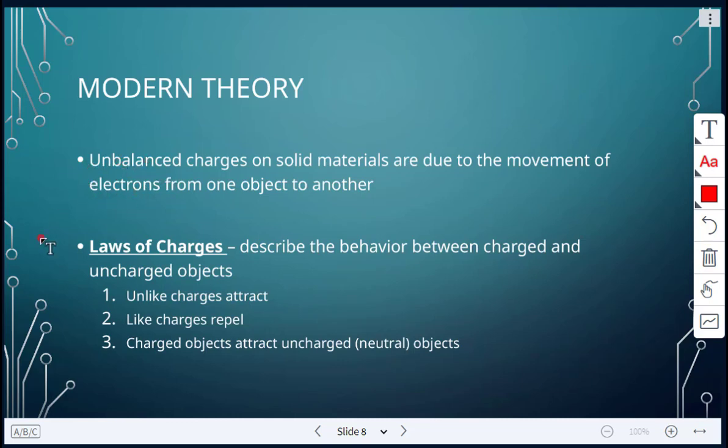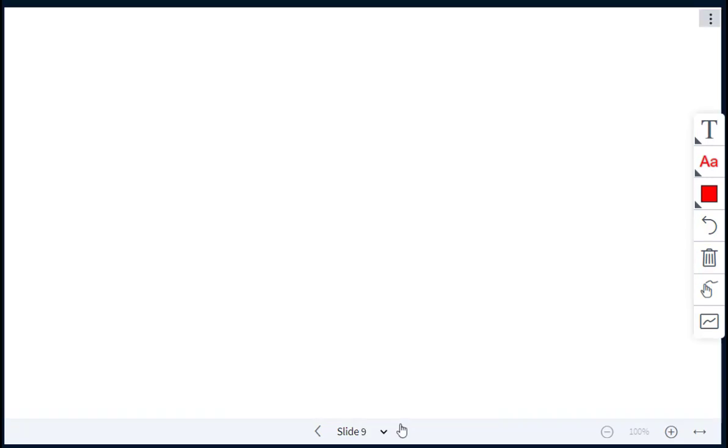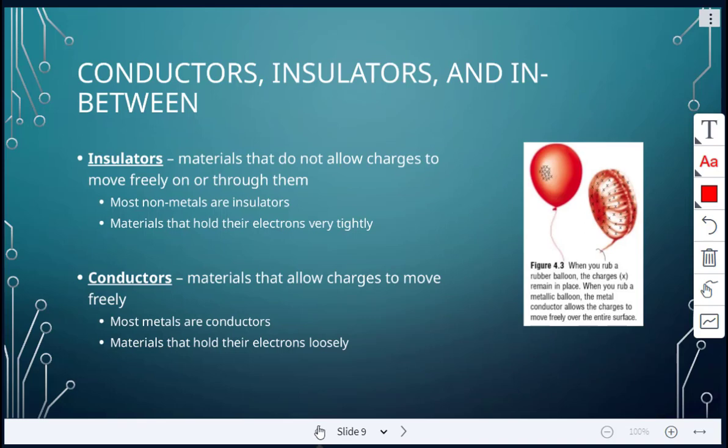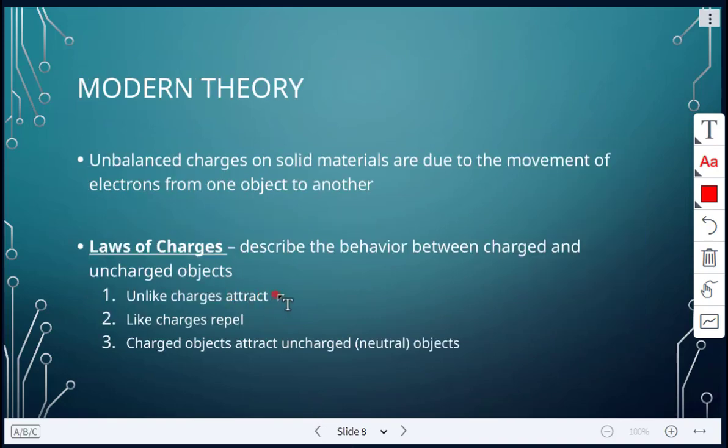Okay, so the laws of charges describe the behavior between charged and uncharged objects. Unlike charges will attract. Like charges will repel, and charged objects attract uncharged or neutral objects. So I believe we have a diagram next here. Nope. So just when it says unlike charges attract, for example, a positive charge and a negative charge will attract. Like charges will repel, so positive and positive will repel, and a negative and a negative will repel.